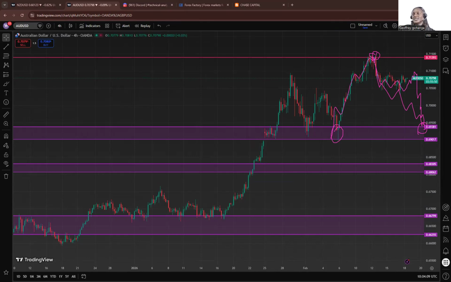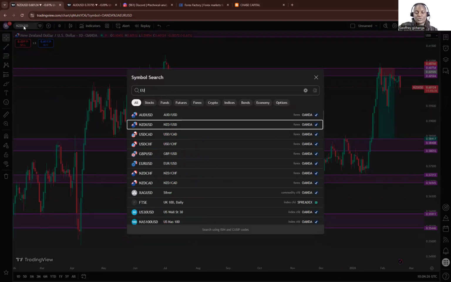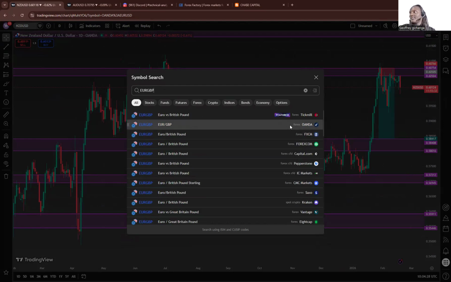So that is what I'm looking out for on this one. Remember, AUD USD and NZD USD, they are quite slow pairs. So it may take a bit of time before the setups actually get to materialize. But for those who actually get to take and trade these pairs, then that is the scenario that I'm looking out for on that. Then you have Euro GBP right here.